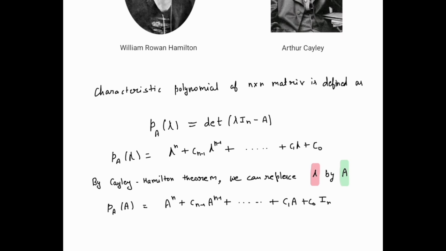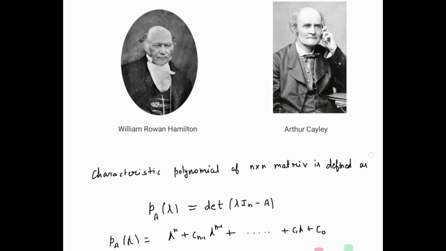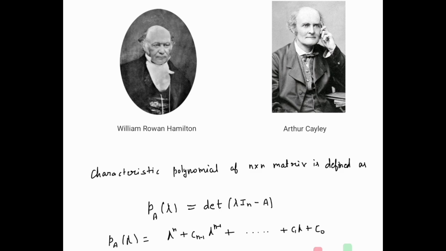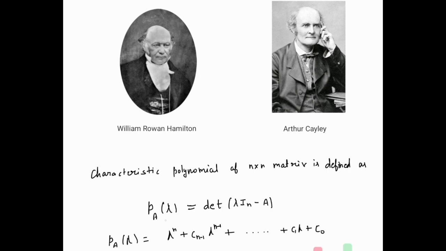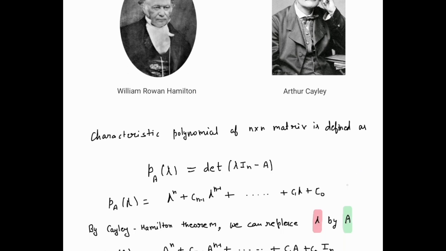So we have this characteristic polynomial. The characteristic polynomial of an n cross n matrix is defined this way: the characteristic polynomial PA of lambda will be the determinant of lambda I minus A. I can expand this and write it as a monic polynomial like this. This will be our characteristic polynomial.